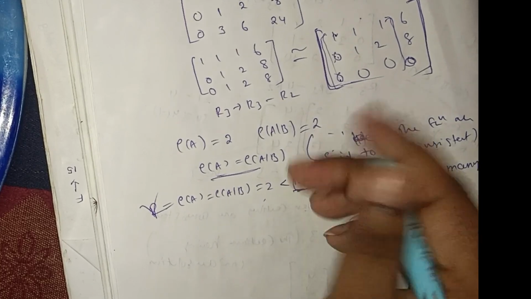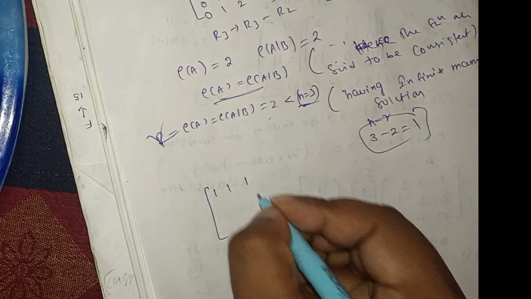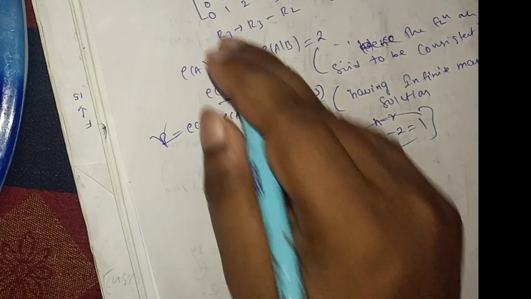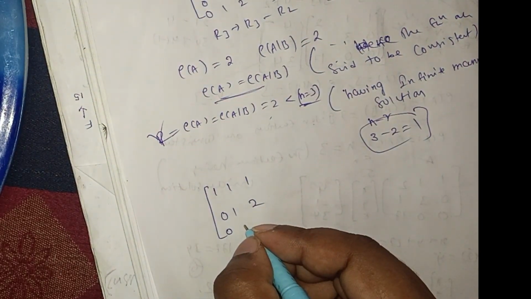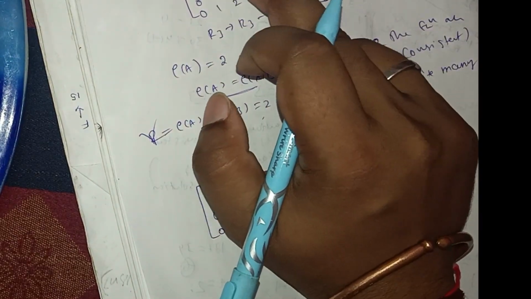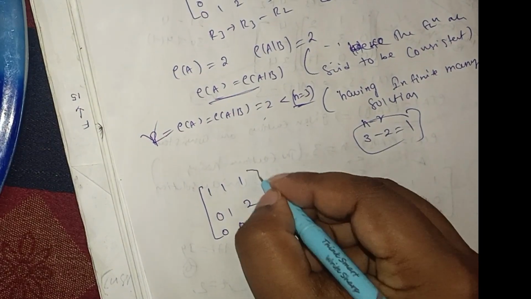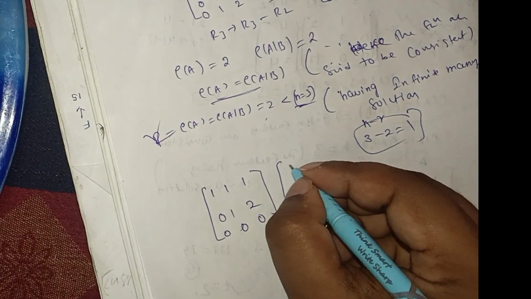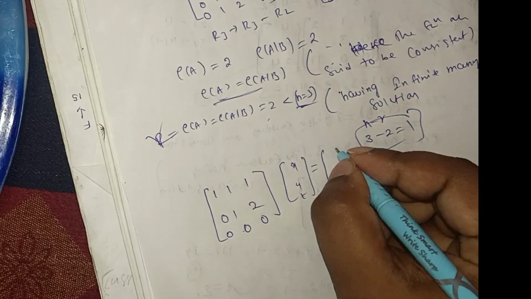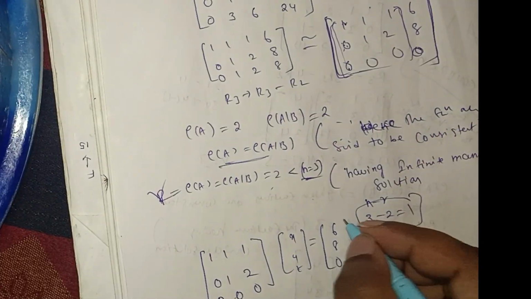How to take the arbitrary value? I'll explain here. That is the solution. I'm writing this matrix only: 1 1 1 6, 0 1 2 8, and so on. The reduced form is 1 1 1, 0 1 2, 0 0 0. This is the reduced A matrix, with x, y, z.